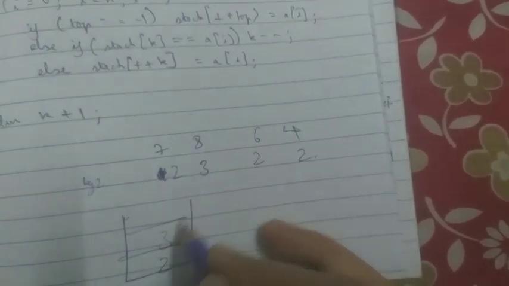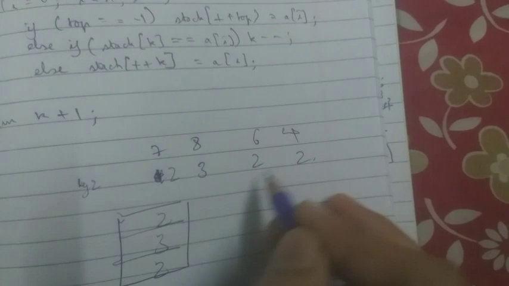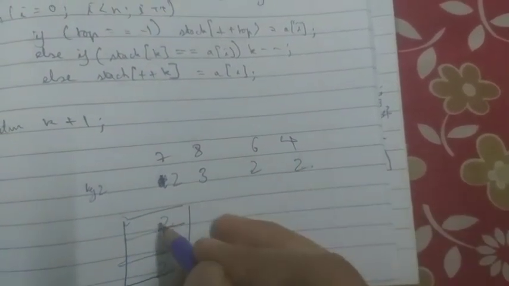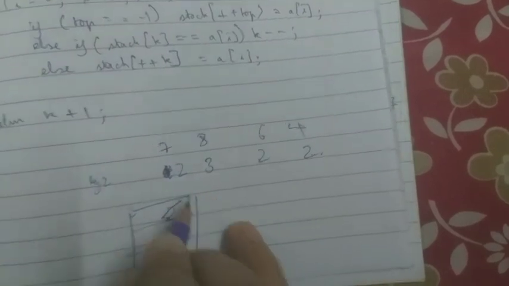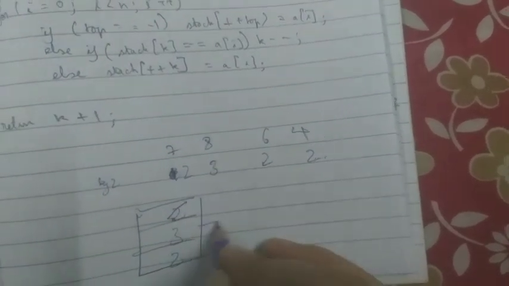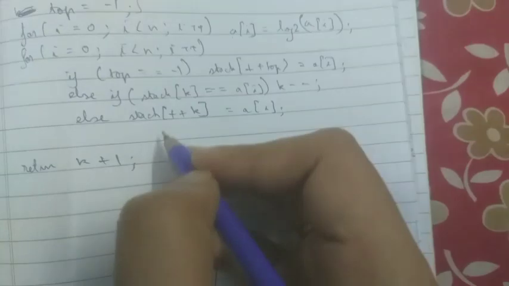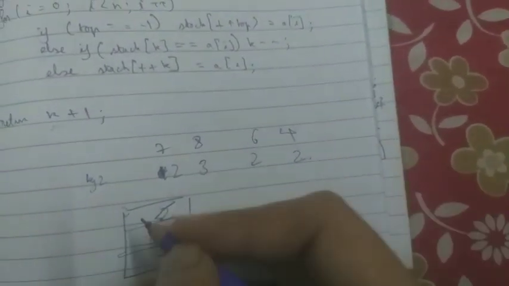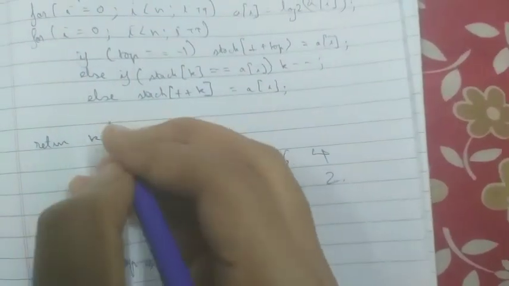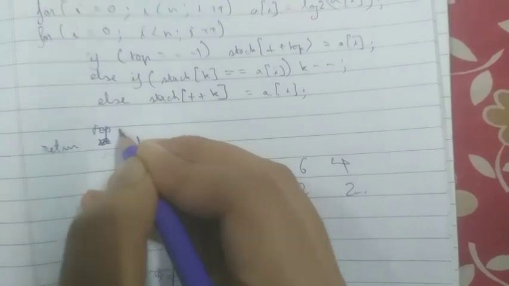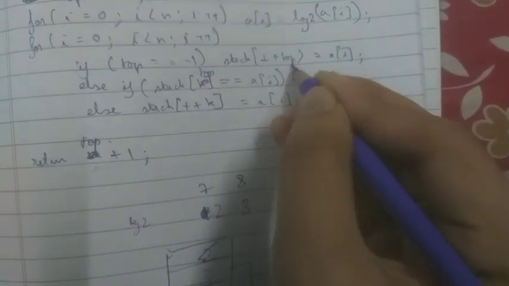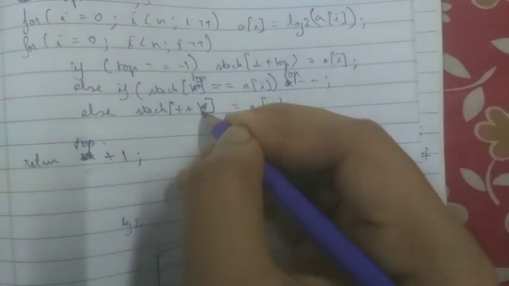insert 3, insert 2, and now there is another 2. We are not going to insert it because 2 and 2 cancel out, so we are going to pop it out. How many elements are left in the stack? 2. That is what you are going to return. Since this is 0-based indexing, whatever top points at, we return top plus 1. Oh sorry, this is not k, this is top.